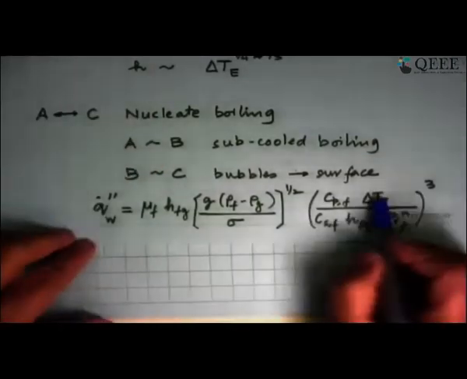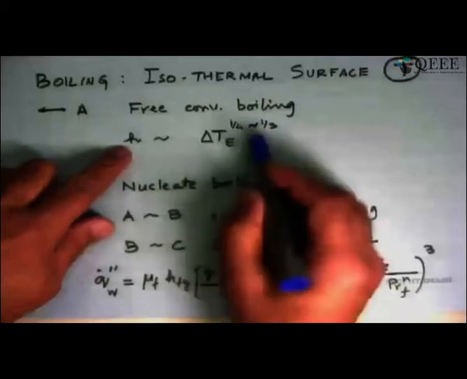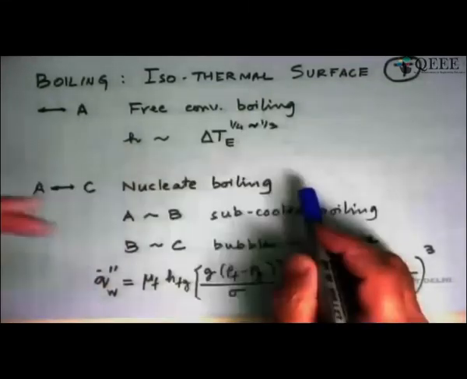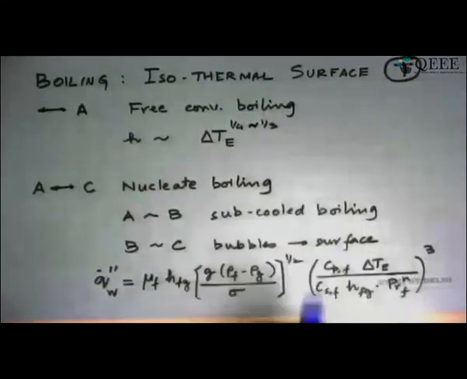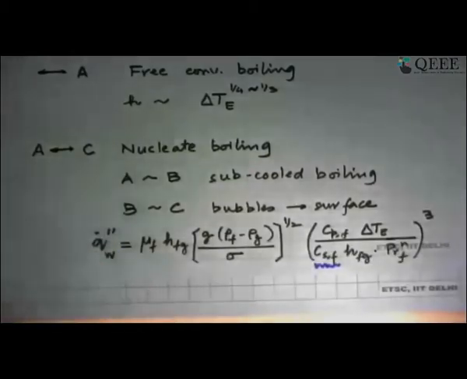So it tells you that as delta T increases, q dot W increases. So that is what you are seeing. In the earlier case where you had free convection boiling, q increased very weakly with delta T. So the slope of that curve was relatively less. So let us spend some time now looking at this constant, which tells us what is the nature of the surface and how does it affect boiling.